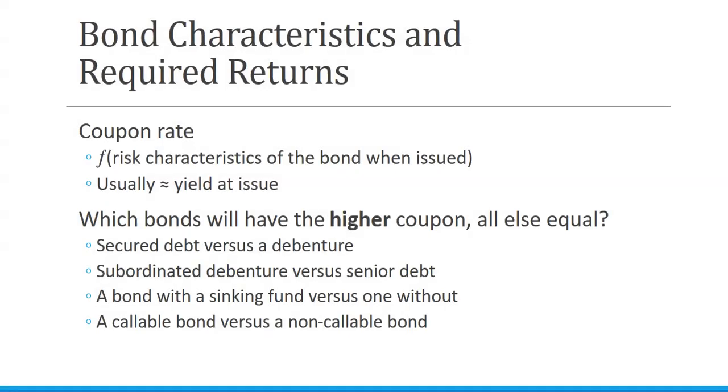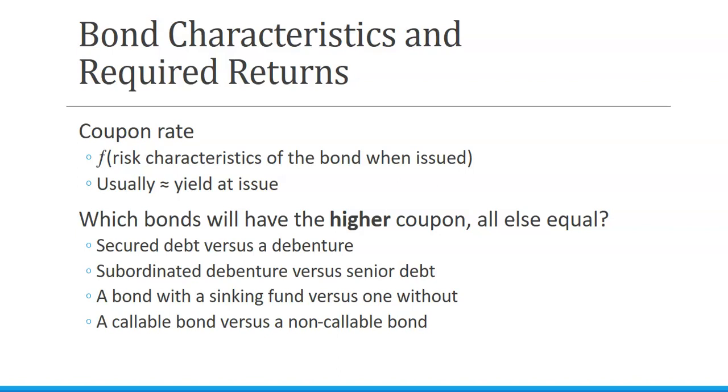So, bond characteristics and required returns. One, the coupon rate. The coupon rate is the risk characteristic of the bond when it's issued. It is usually the yield at issue. It's usually the yield at which we say the annual or semi-annual coupons are going to be paid.